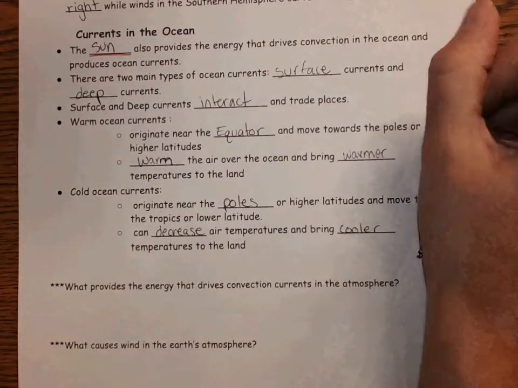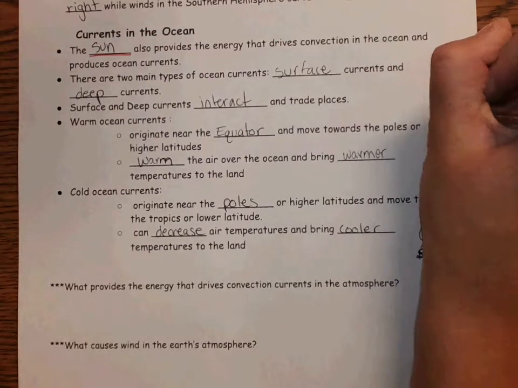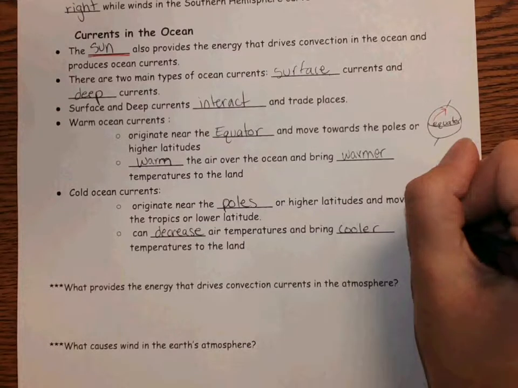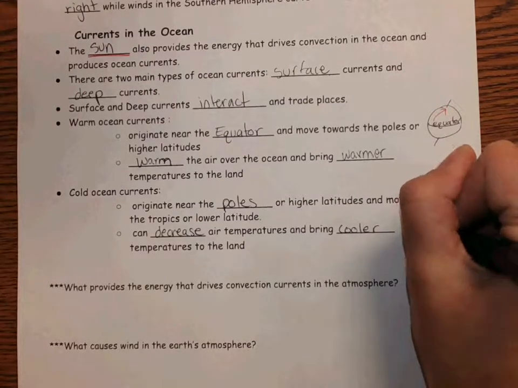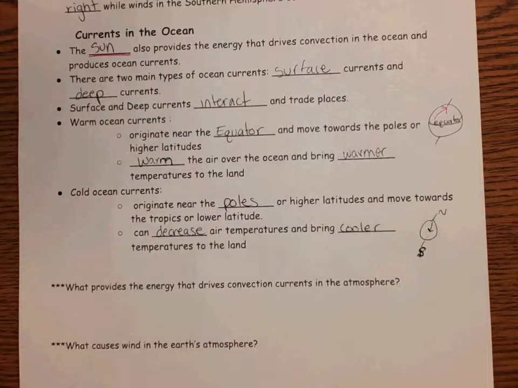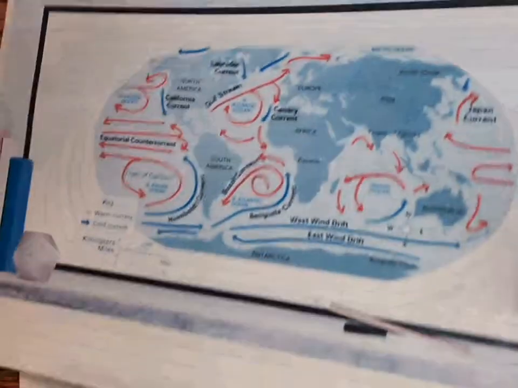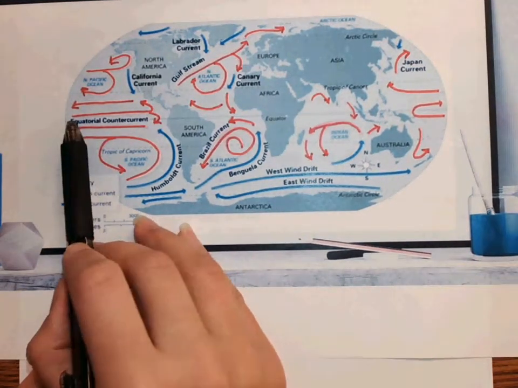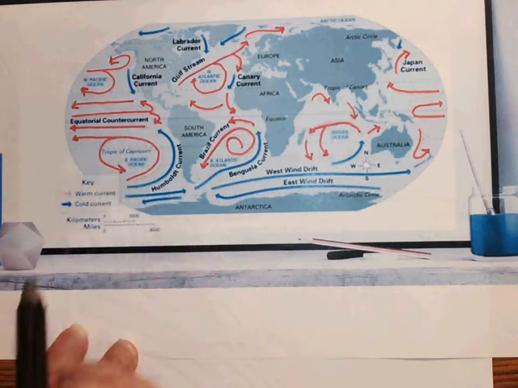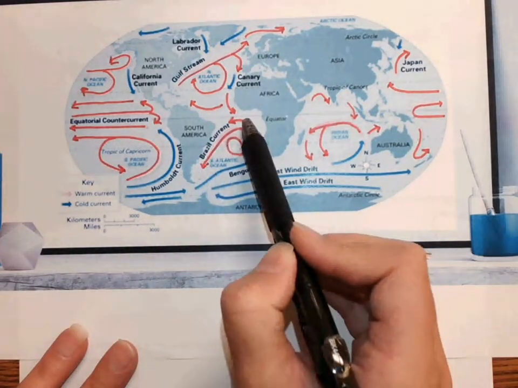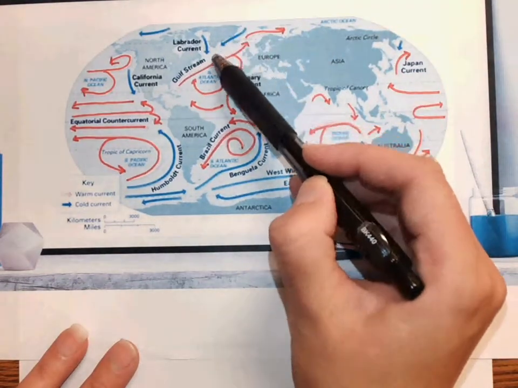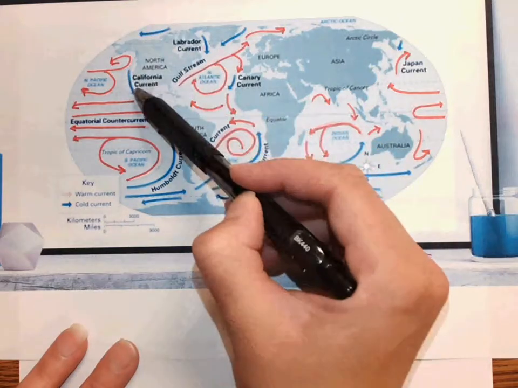So again, here we're going from the equator to the poles. And here we're going from the poles to the equator. And I have an image to show you that here. So our warmer currents are starting at the equator and going to the poles. All of these are starting at the equator and going towards the poles. Our cold currents are starting at the poles and moving towards the equator.